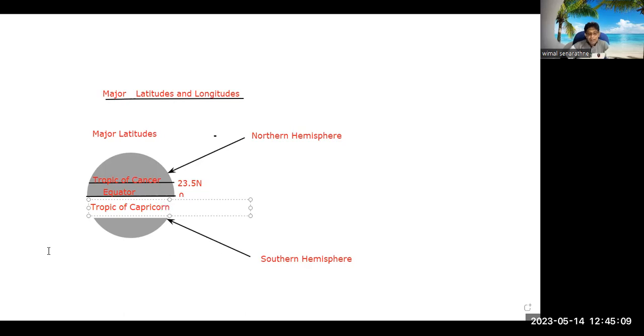Okay. Then another important latitude is there at 66.5 in north. Right, the degree value of it is 66.5 north. It is called Arctic Circle. Right, I will write here Arctic Circle.